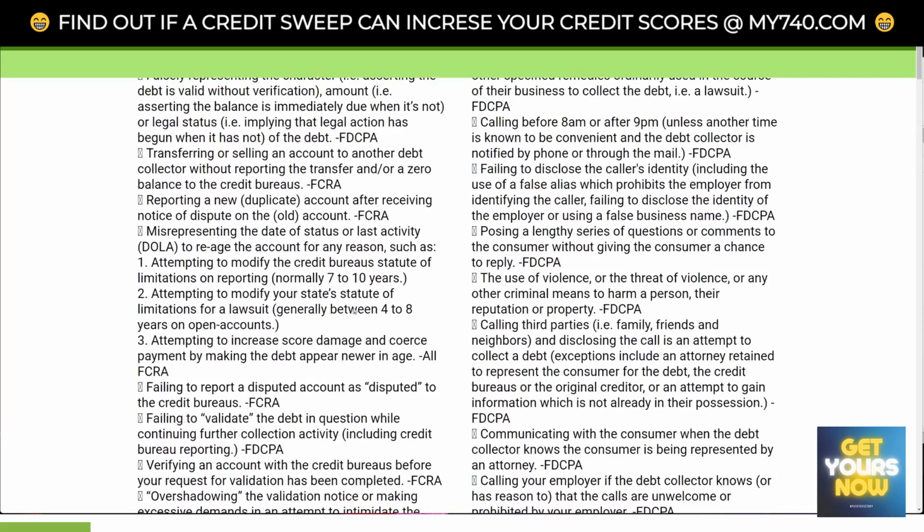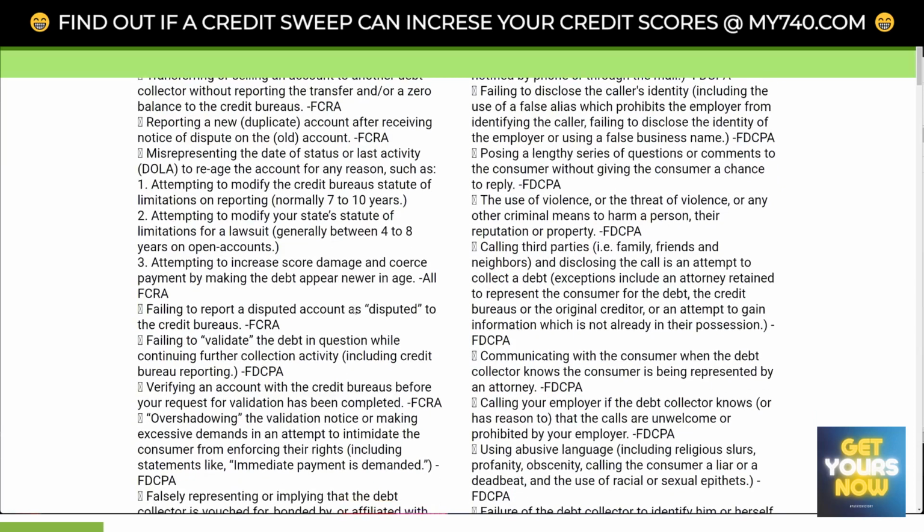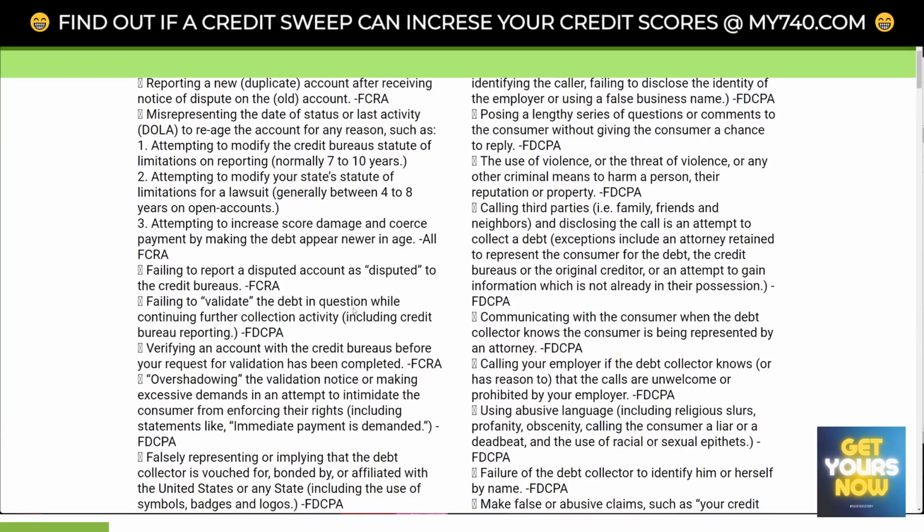Transferring or selling an account to another debt collector without reporting the transfer, or a zero balance, to the credit bureaus. They're actually supposed to remove that initial collection from your credit report when they do that. That's an FCRA violation. Reporting a new duplicate account after receiving notice of dispute on the old account. FCRA. Let's go over that one more time. Reporting a new duplicate account after receiving notice of dispute on the old account. In other words, they're putting a new one on there just to screw with you.